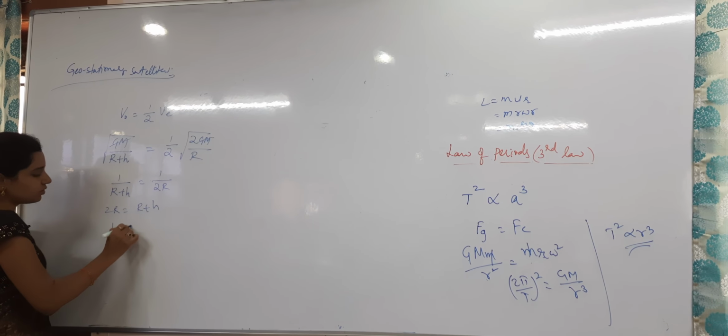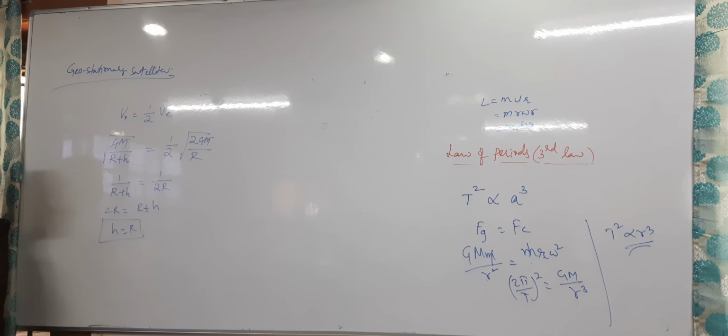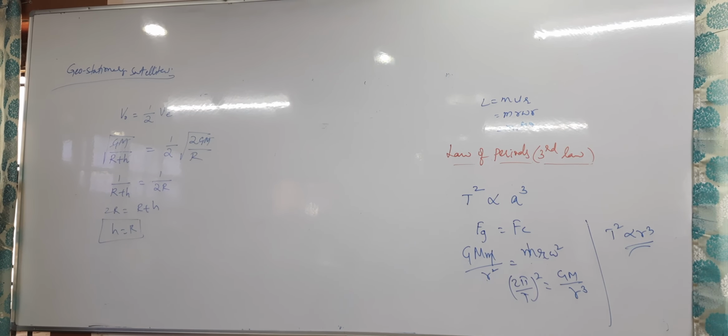Then h is equal to what can I write? h is equal to R. That is the height of the satellite, the height of the orbit, you can take it otherwise. They are saying that the satellite is revolving in the orbit at what height?